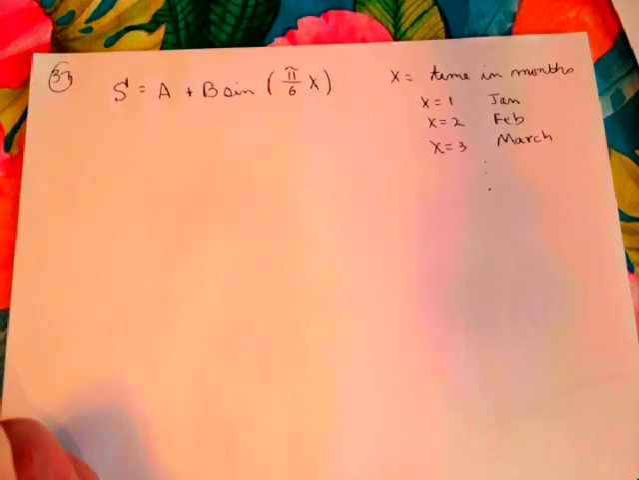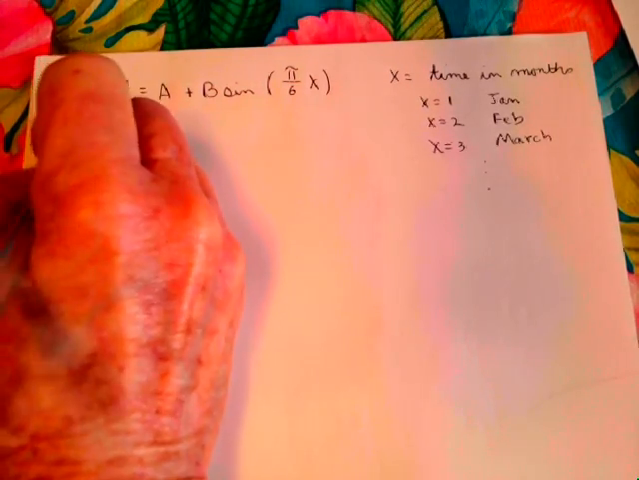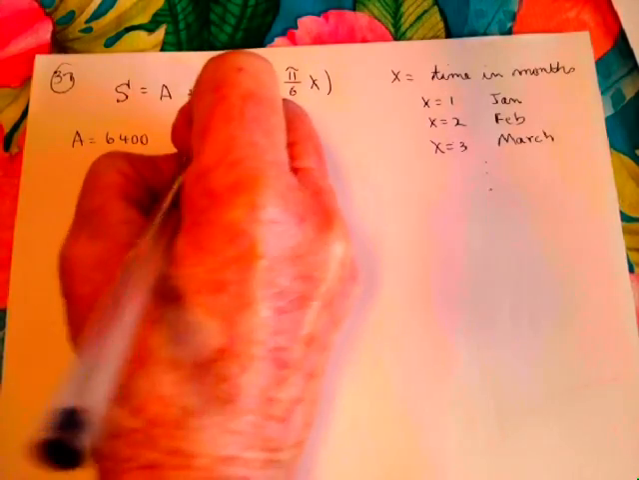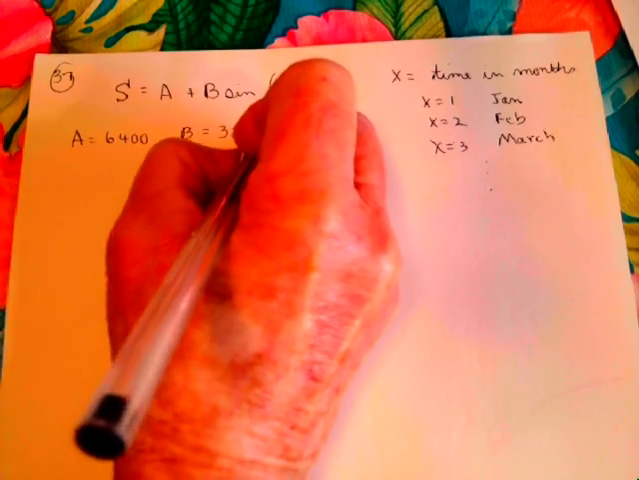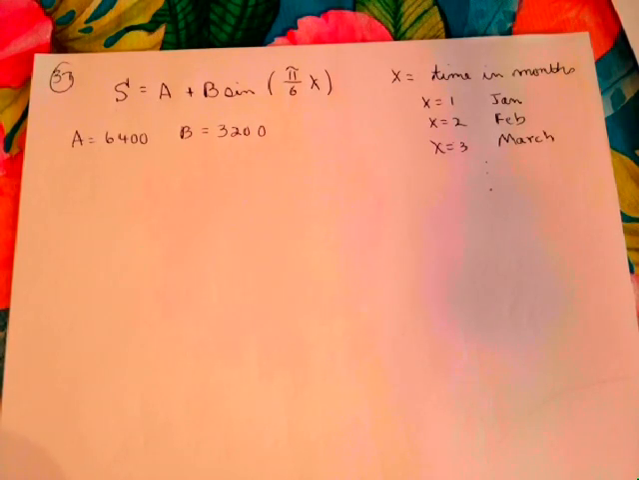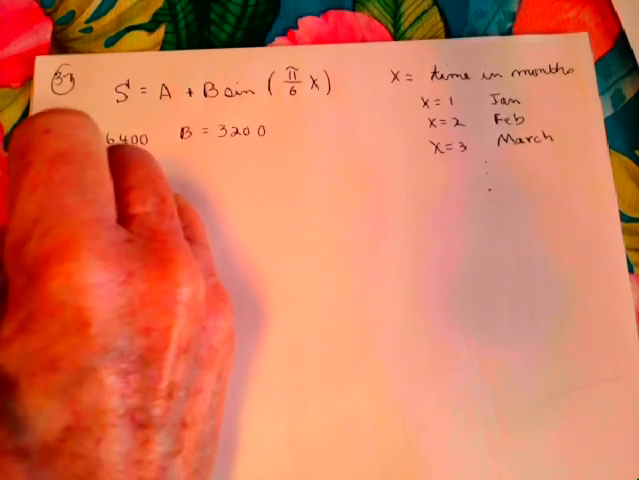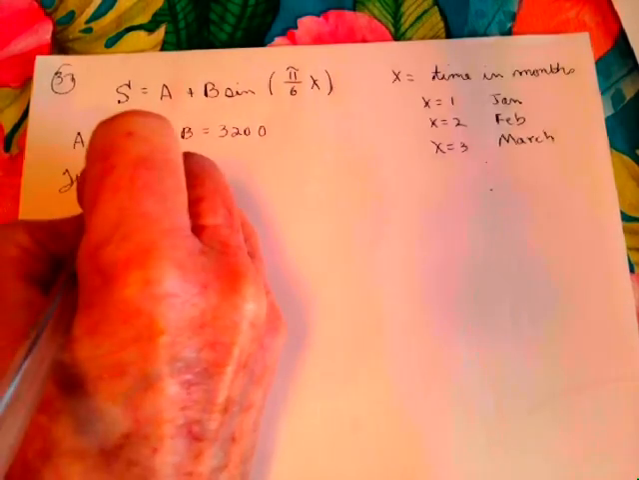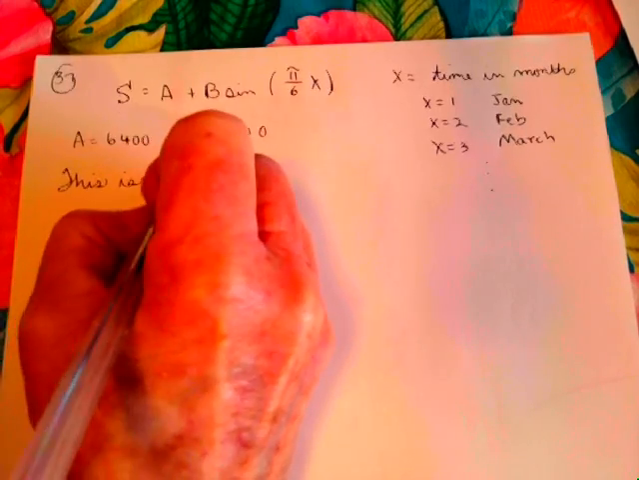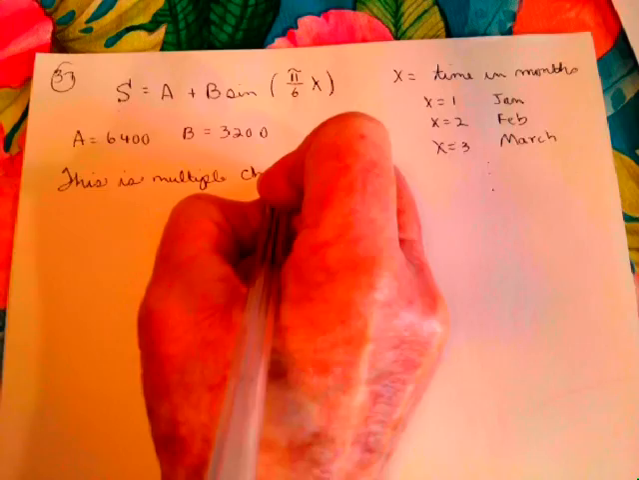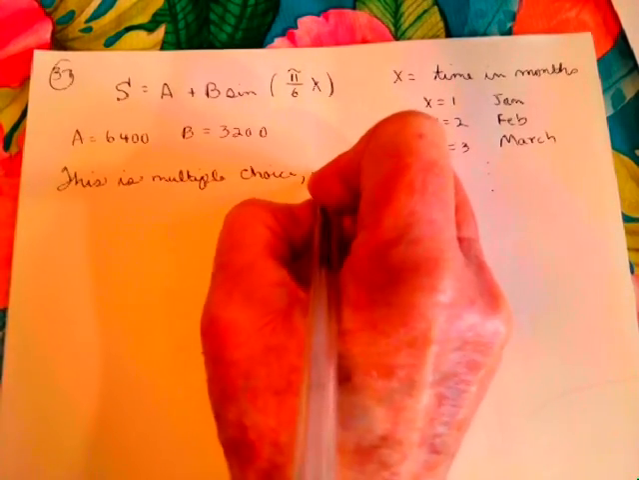A equals 6,400, B equals 3,200. Determine the month with the greatest total sales and give the sales in that month. This is multiple choice. Use your calculator.